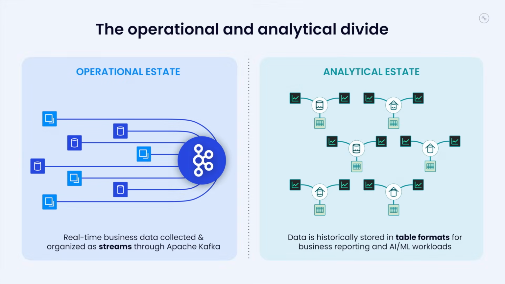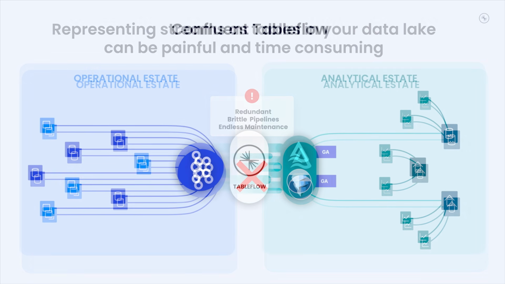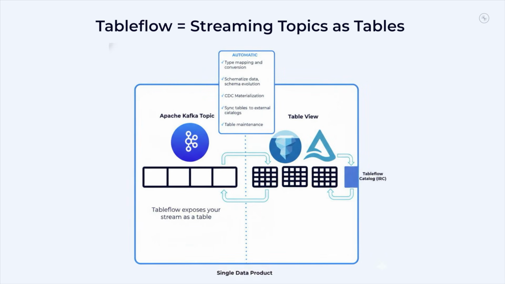If you're streaming business data with Kafka and struggling with brittle ETL jobs just to get that data into your lake or warehouse, then this video is for you. In just a few minutes, you'll see how Confluent Tableflow turns Kafka topics into analytics-ready tables without the usual pipeline pain. At its core, Tableflow materializes Kafka topics or Flink tables as Apache Iceberg or Delta Lake tables in just a few clicks, all without duplicating data.